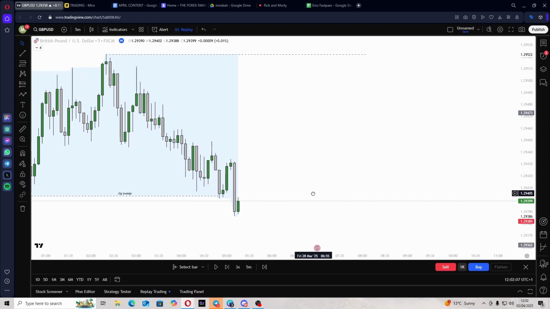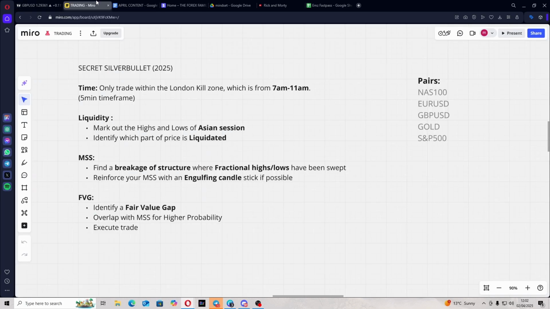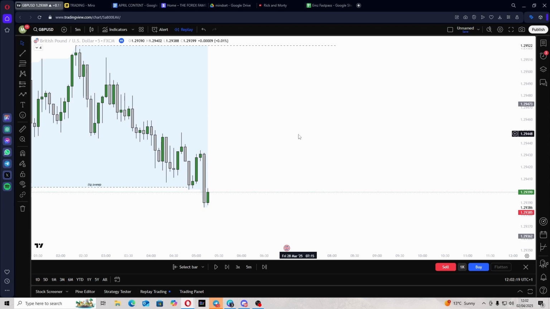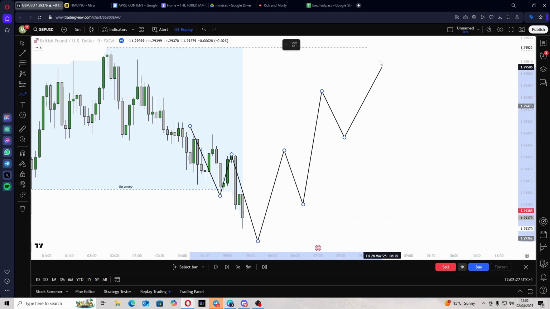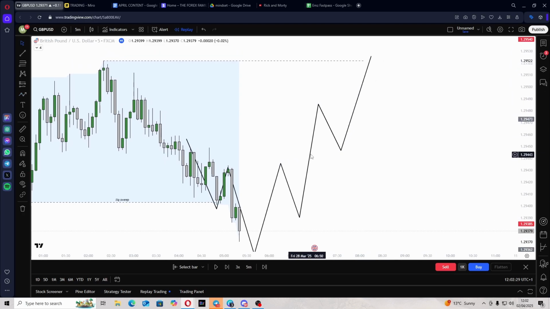Once we got the liquidity sweep from here, all we need to do is very simple. We need to find a break of structure where fractal highs and lows have been swept, and we can reinforce our market structure shift with an engulfing candlestick if it's possible. So we need to find a break of structure towards the upside, because we are trading a reversal, because we want a move that goes like this and goes all the way back up. This is the reversal that we're actually trading. So this is what we're looking for.